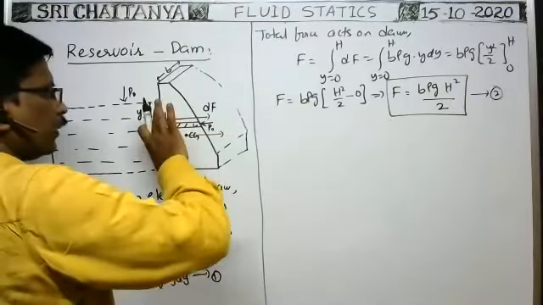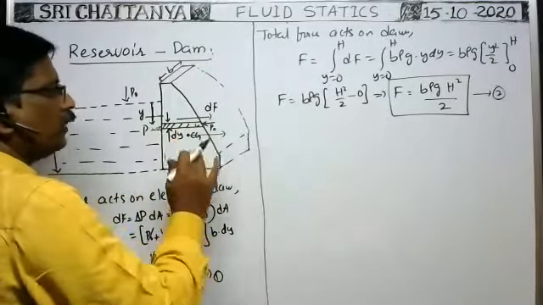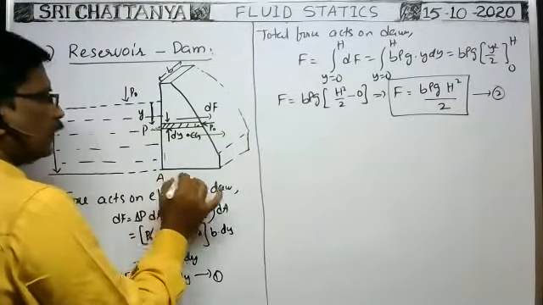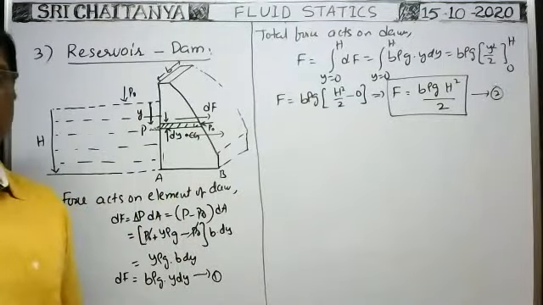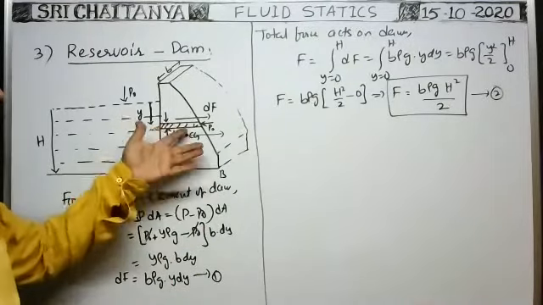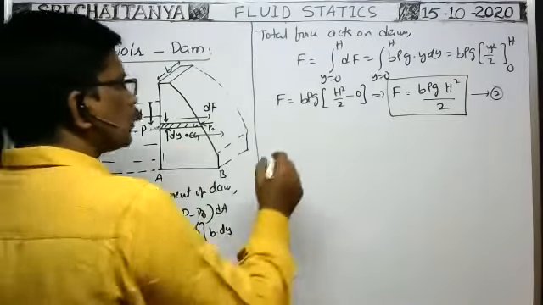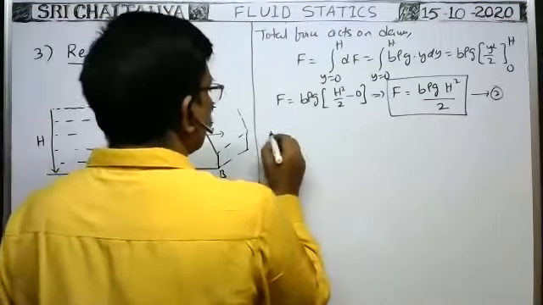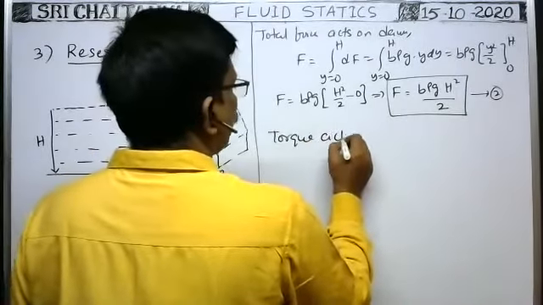Because of this force, whenever the dam is pushed in this direction, if there is a possibility for the dam to tilt or to turn, about which point can the dam be tilted? Suppose this edge of the dam is A, this edge of the dam is B. About which point is there a possibility for the dam to tilt? About B. So about B, there may be torque acting on the dam due to that force. That's why the dam will be tilted about the point B. So we have to find the torque due to the force acting on the dam about the point B. Next, torque acts on dam.